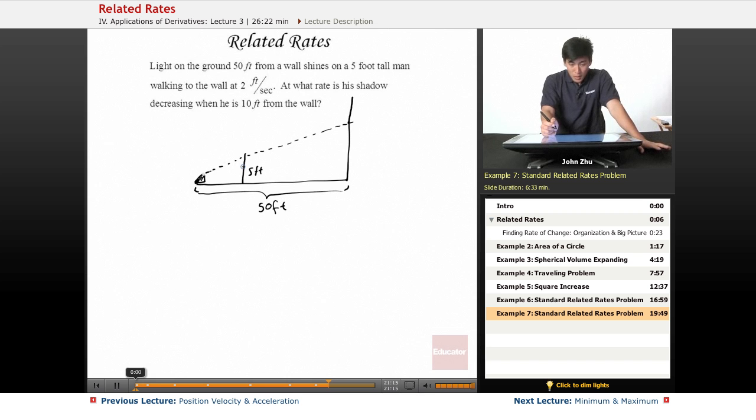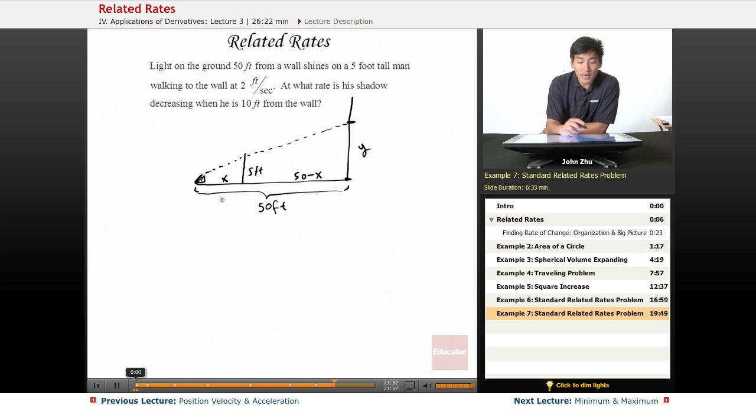All right. So let's put some variables in here so we can use it to solve for derivatives. Well, we're asking for the rate of his shadow decreasing. So here's his shadow, let's call that y. And we know that he's walking to the wall at 2 feet per second. So let's denote this distance x, and this distance 50 minus x. So we see that there's two similar triangles. Well, how do all these variables relate? Well, if he's walking to the wall at 2 feet per second, we can call this x, we can call that dx dt.